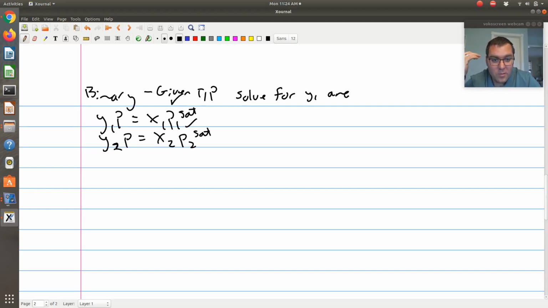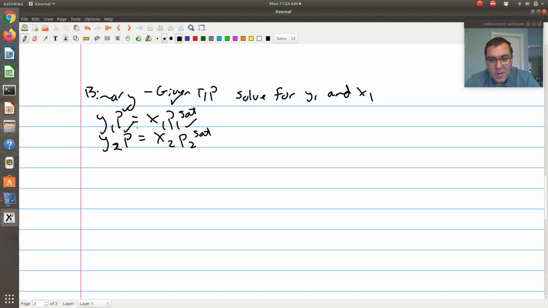Y1 and X1. Basically, if we're given T and P, T means we know P1 sat and P2 sat, and I know P here. Now, to be rigorously correct, right now I have two equations with four unknowns. My unknowns are Y1, Y2, X1, and X2. I can't solve them as is.